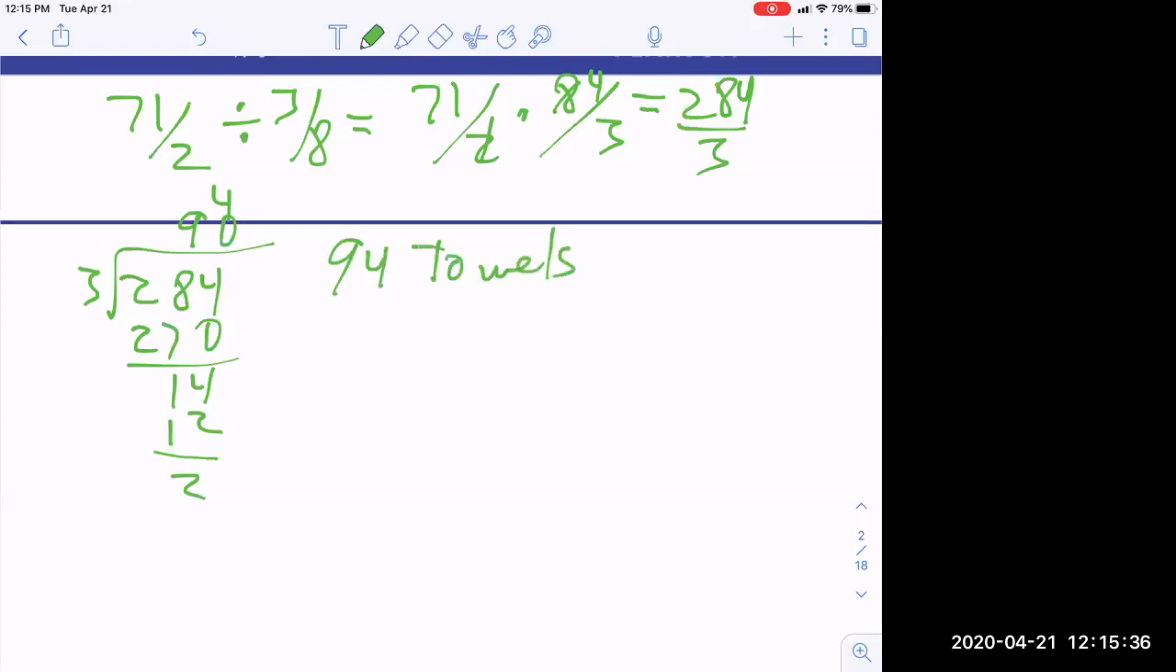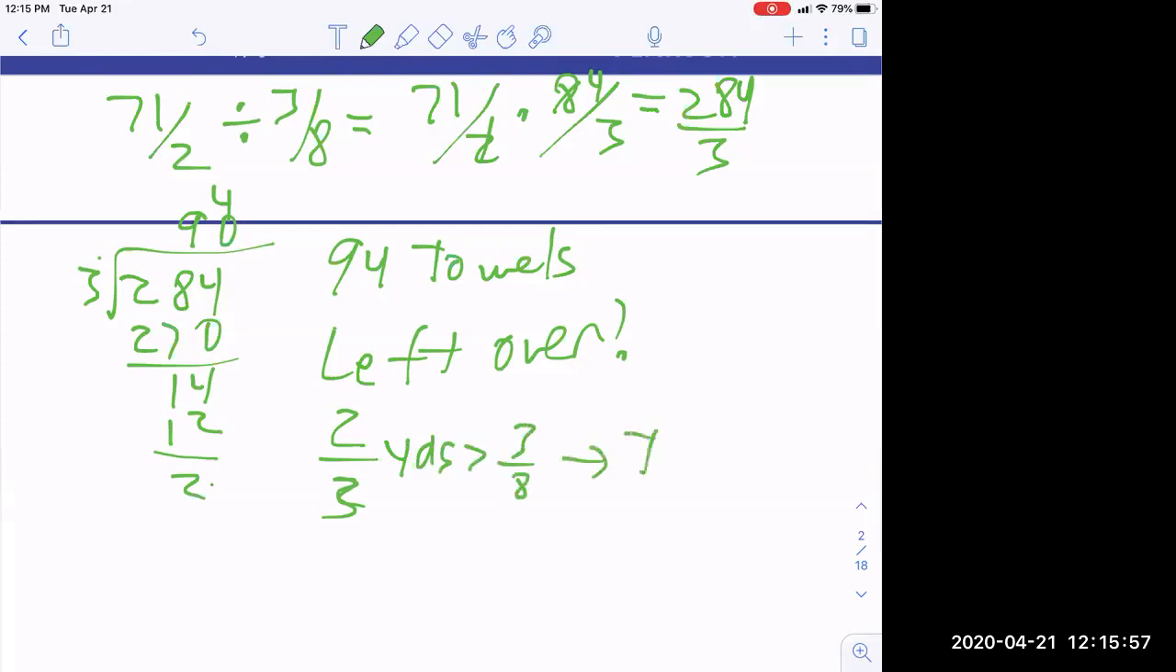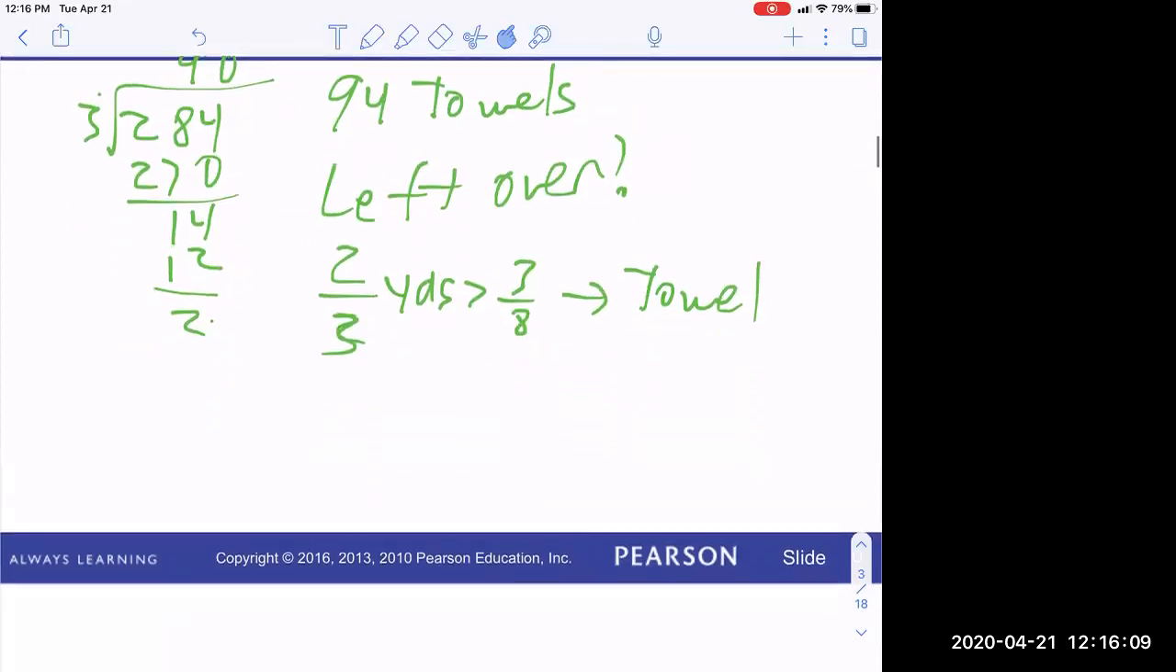Now it asks us how much material is left over. And be very careful if you say it's 2/3, meaning this 2 divided by that 3. Because if you said 2/3 yards, well, that's greater than 3/8. You could make another towel. So go back to what we were really dividing. If I wrote it this way, we were dividing 3/8 into our 71 halves.